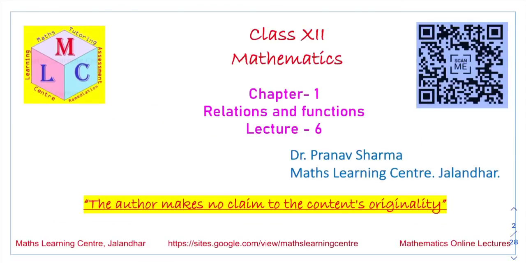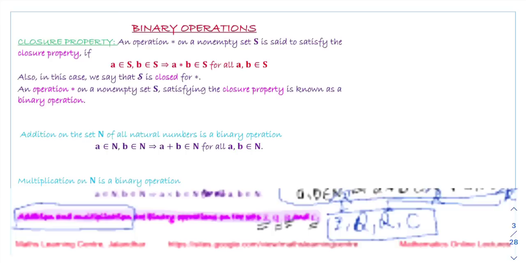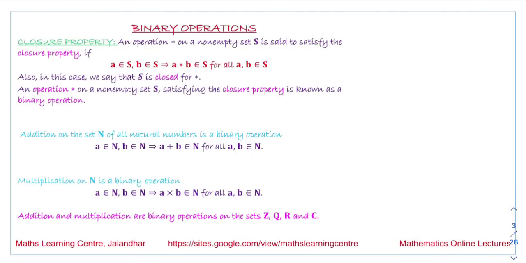We are going to start now the next lecture, lecture 6 of chapter 1, class 12th mathematics, relations and functions. In this lecture, we will talk about binary operations. To understand the definition of binary operation, we should understand the term closure property.